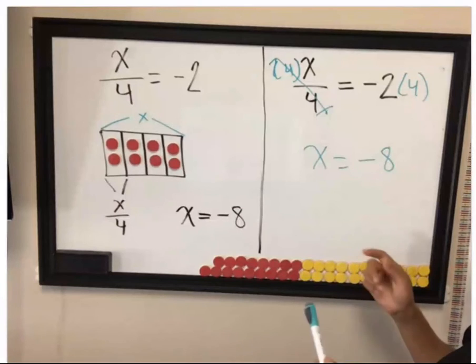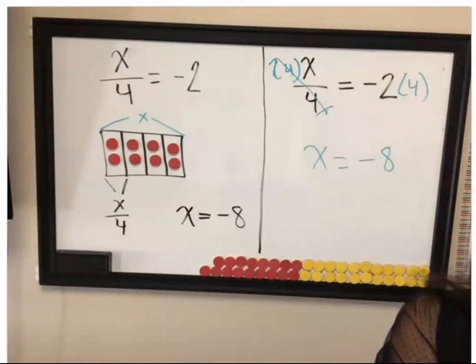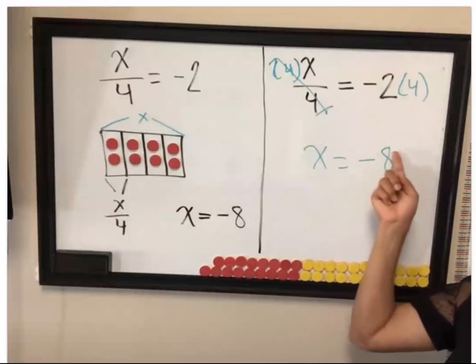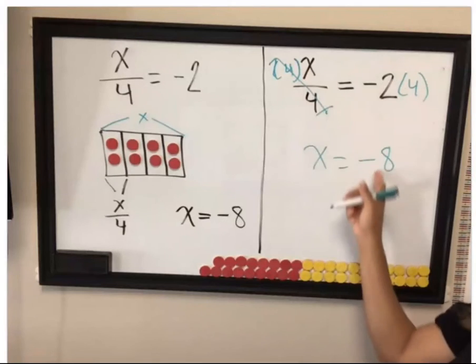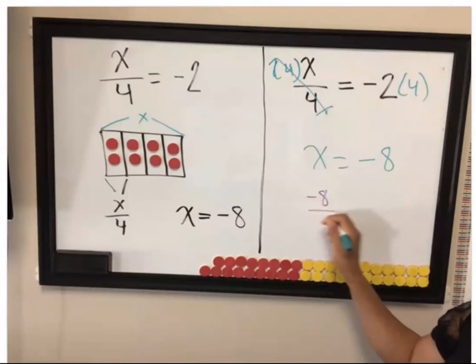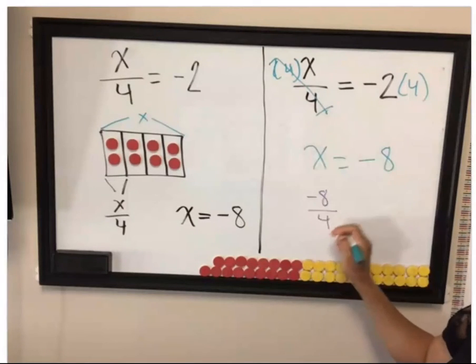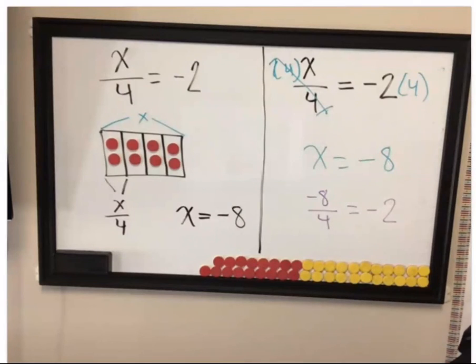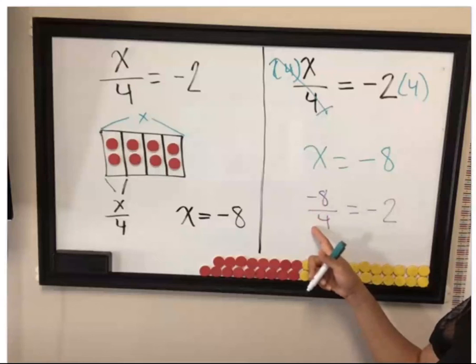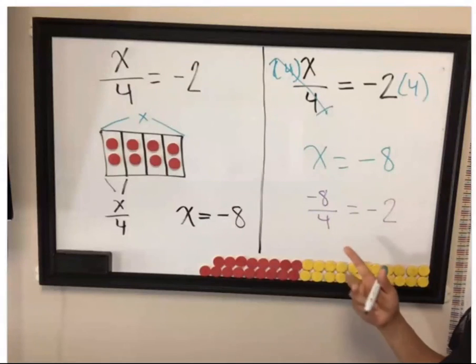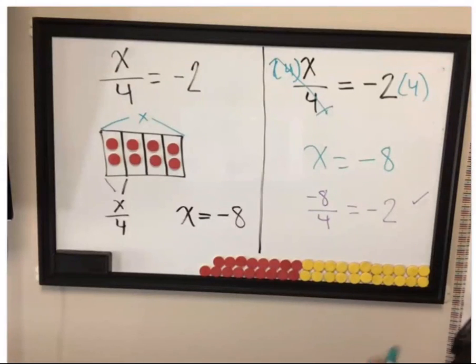We should always check our answer, right? To check my answer, I can take my answer, plug it back into the original equation, and see if it gives me a true statement. So x is -8. -8 divided by 4, is that equal to -2? And that's true. A negative divided by a positive equals a negative. 8 divided by 4 is 2, so -2. Perfect. It checks.